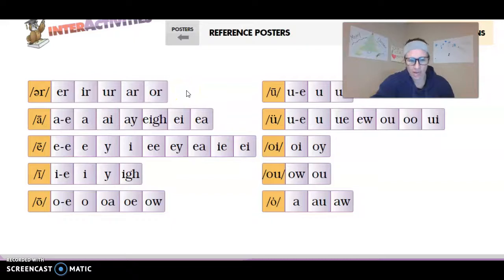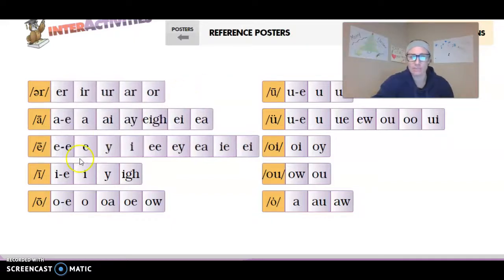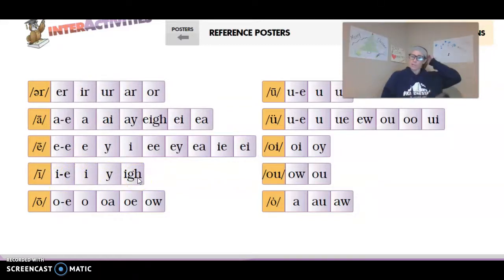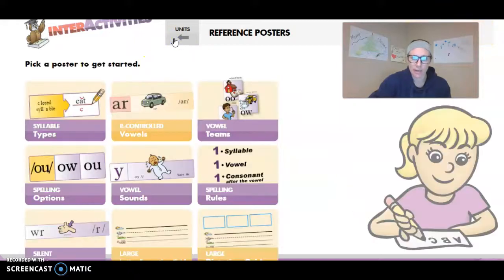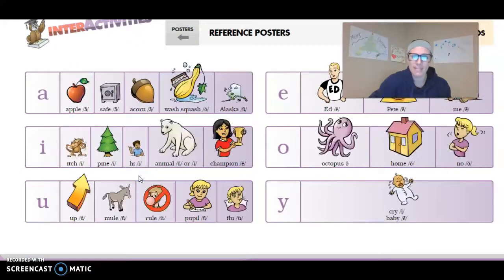All right, how about long I? How many ways are there to make the long I sound? One, two, three, four. Awesome. So don't forget about this page on tests, during your dictation assignments, all of those things. Okay, let's go ahead now and practice some sounds.